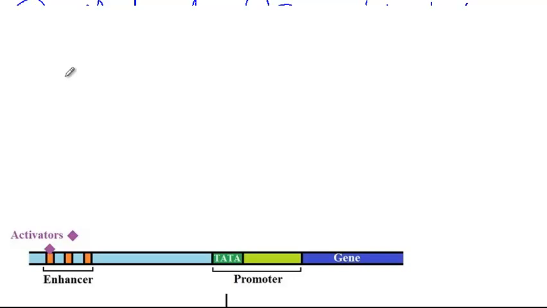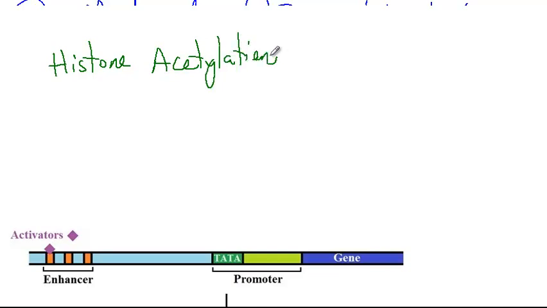Now we also have another mechanism called histone acetylation, which promotes transcription.